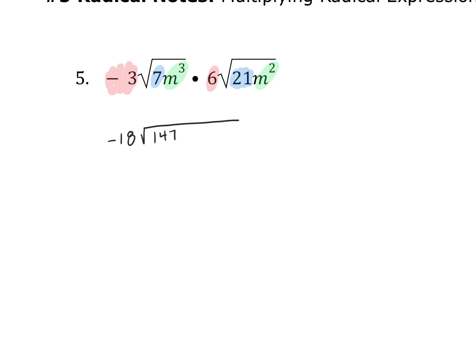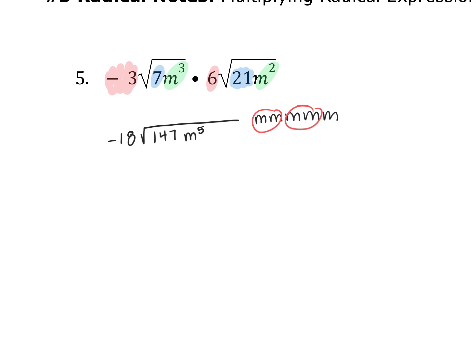So 3 plus 2 is 5. So that's going to give me m to the 5th. And then I'm just going to go over here right away, and I'm going to write 5 m's. So 1, 2, 3, 4, 5. And I'm going to circle my pairs. I have a pair here and a pair here.